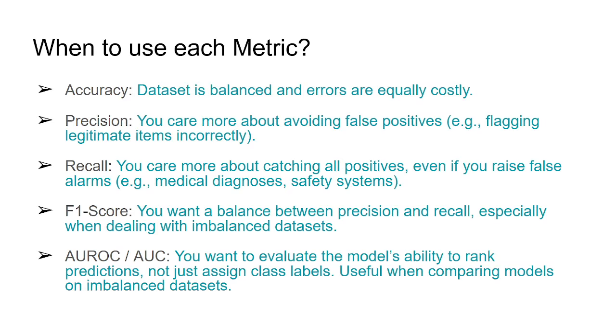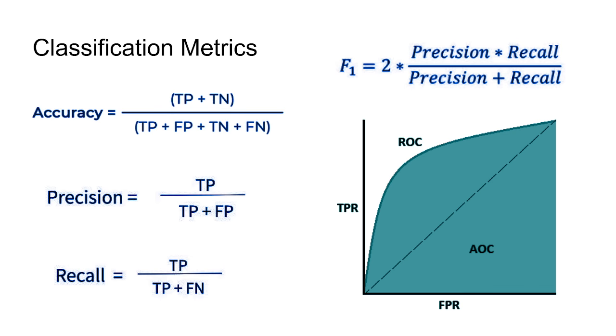I will tell you when to use each metric, when each metric is most meaningful to you. Accuracy is something that you use when your data set is balanced and when your errors are going to be equally costly. Precision is something that you use when you care more about avoiding false positives. That means कि जो legitimate items हैं उन्हें आप incorrectly flag करना avoid करना चाहते हैं.